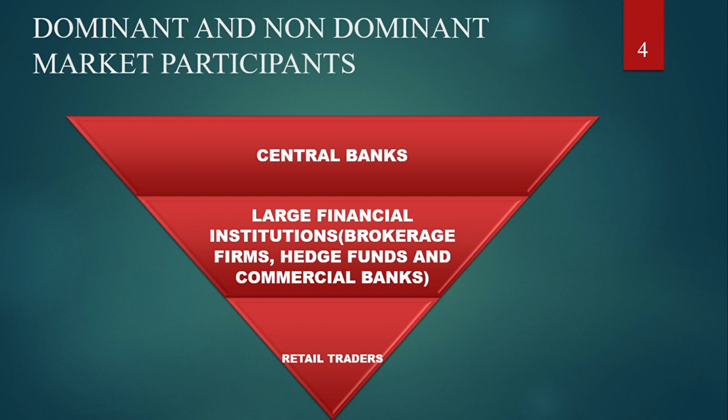Dominant and non-dominant market participants. At the top and in the middle of the hierarchy, we have the dominant market participants. That is the central banks and the large financial institutions. At the bottom, we have the non-dominant market participants. Those are the retail traders. In a nutshell, the dominant market participants make up 95% of the market participants, while the remaining 5% are the non-dominant market participants, those are the retail traders. This is according to research and data from the Bank for International Settlements, the bank for central banks.